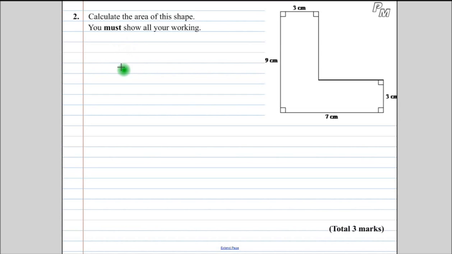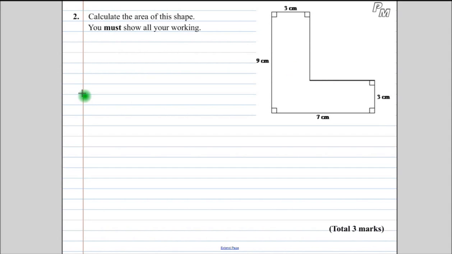Question 2. Calculate the area of this shape. You must show all your working. Well, we've got an L shape here, and we don't really know a formula to work out the area of L shapes, so we need to split it into two shapes that we do know how to work out the area of. And in this case I'm going to split it into two rectangles by drawing a line across here. I could have done it here and got the same result. It doesn't matter which way you do it, but I've got to choose one way.